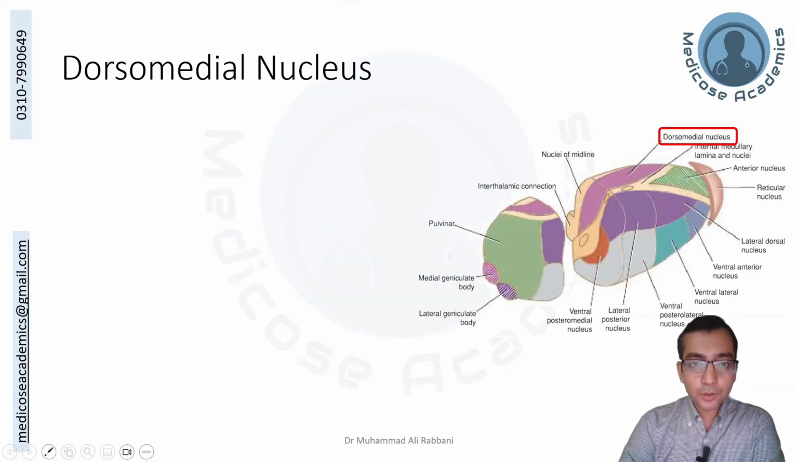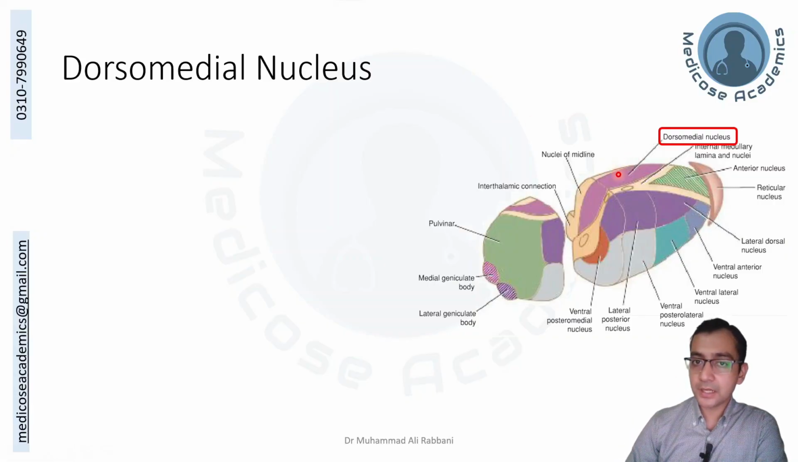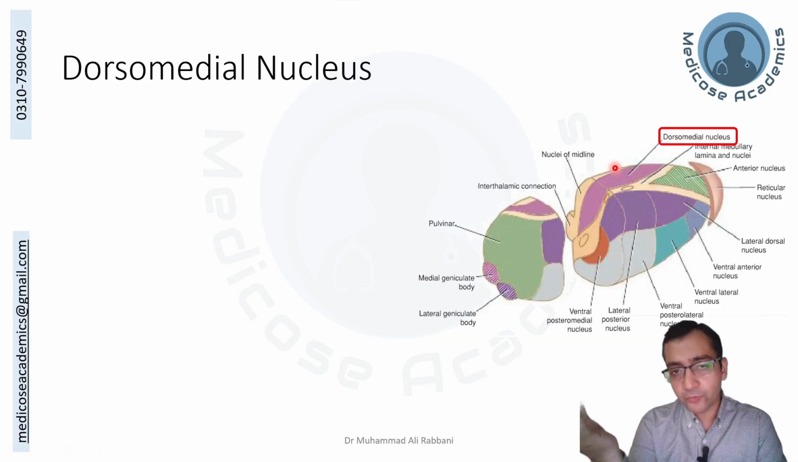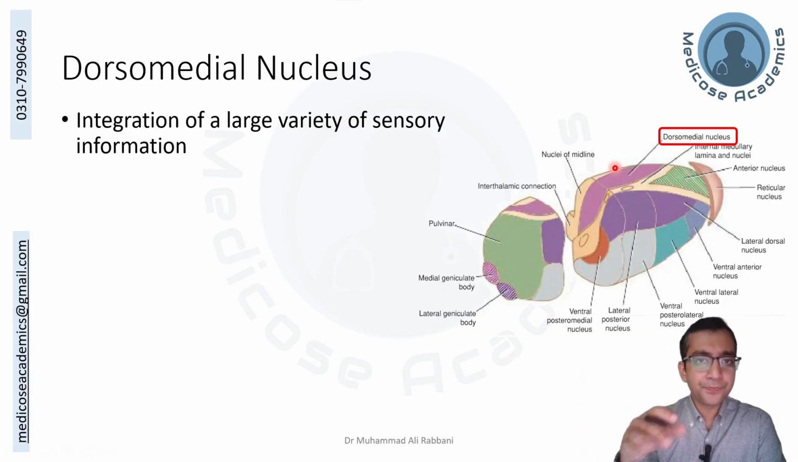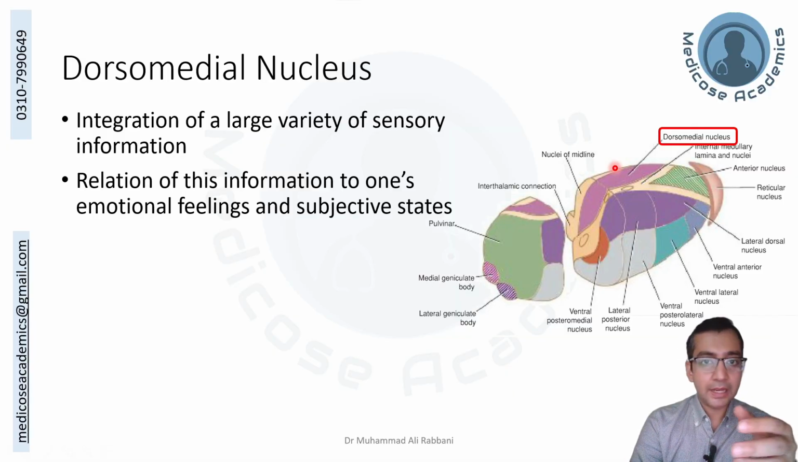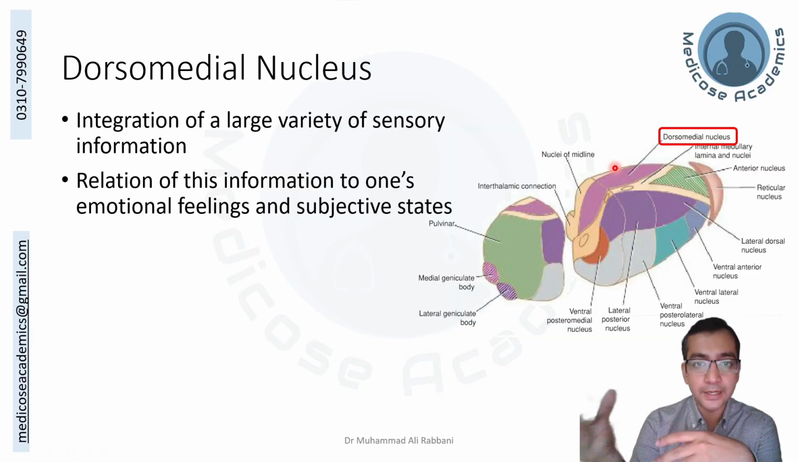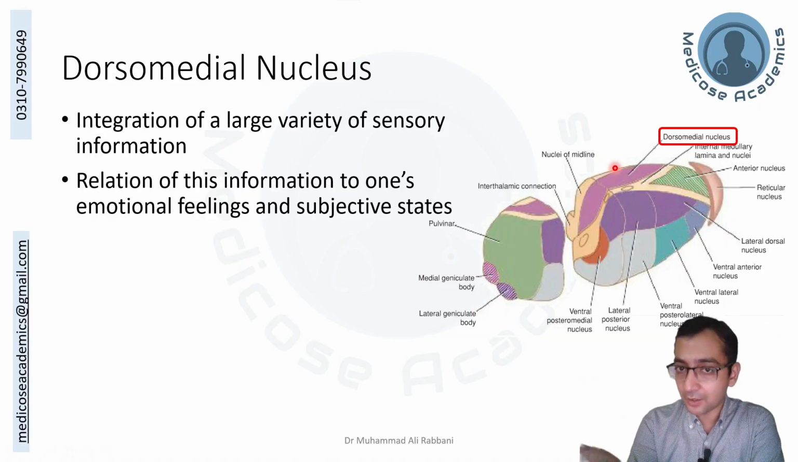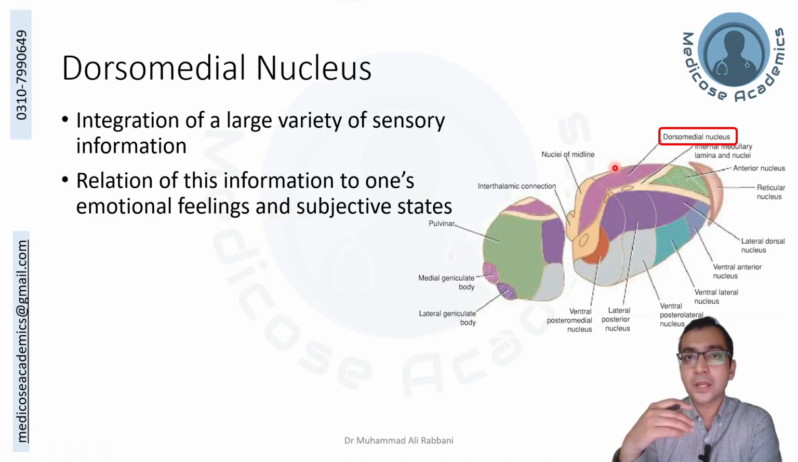Now let us talk about the dorsomedial nucleus. This is the nucleus that is present on the medial aspect of the internal medullary lamina. It is a series of nuclei and has very diverse function, not very clear, but the consensus is that it integrates a large amount of sensory information, and with that information it relates it to one's emotional feelings and subjective states. So if you get some sensation and after that you feel pleasant or you feel angry, a lot of it is through the dorsomedial nucleus.